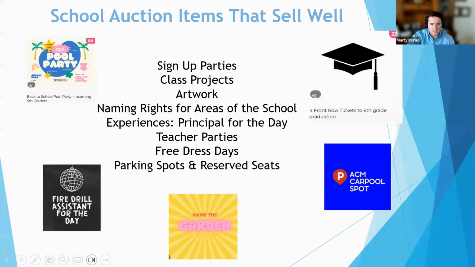So moving on to some school auction items that sell really well. Ones that we've seen a lot of times are sign-up parties, class projects, artwork. There are also naming rights for areas of the school, like naming the field or the gym. We've also seen a lot of school events do a fly your flag, where you can put up the flag of your alma mater in the gym if you purchase that package. Principal for the day, teachers parties, free dress days, any parking spots, any way to avoid carpool lines, always a winning formula, right? So that's a great way.